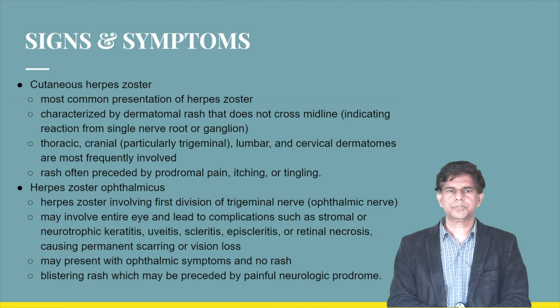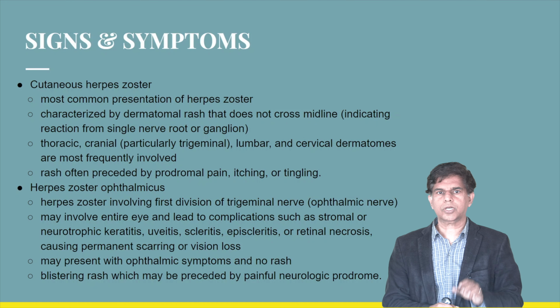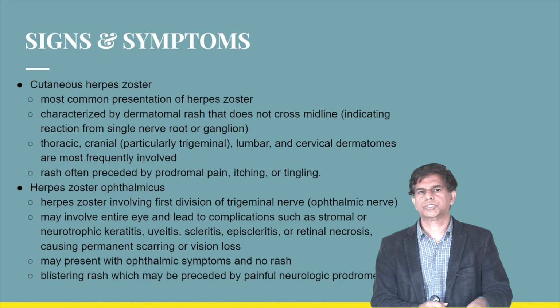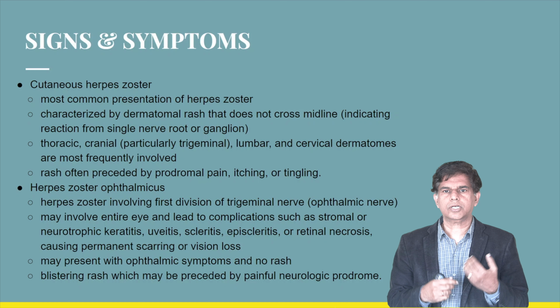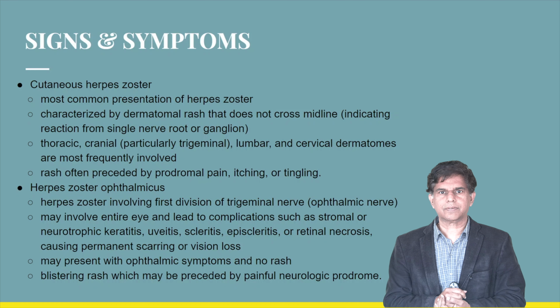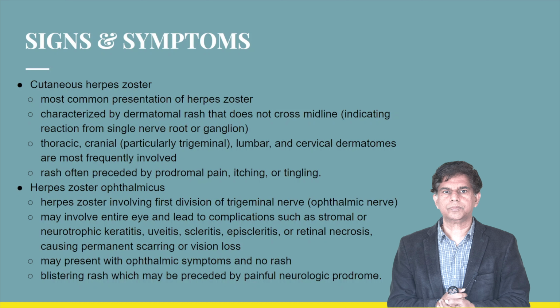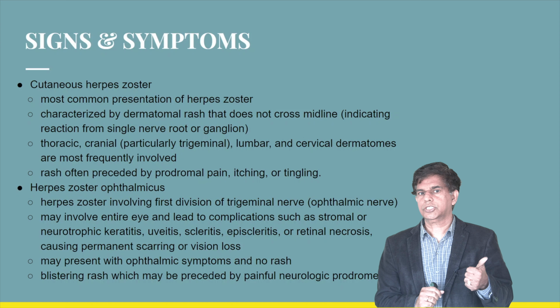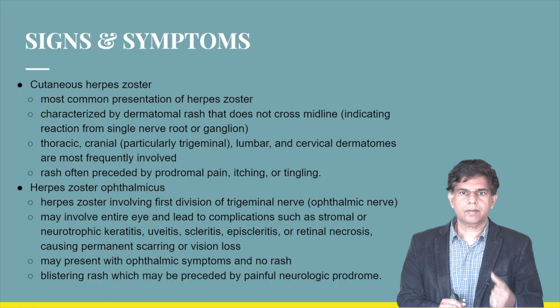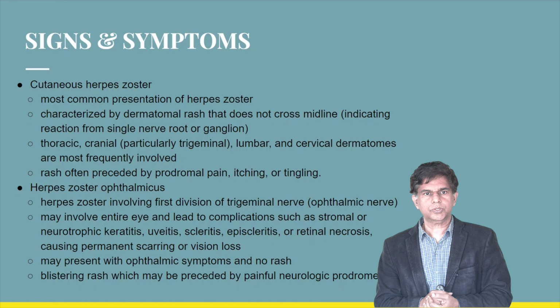So, signs and symptoms of cutaneous herpes zoster. The most common presentation is herpes zoster. It goes by dermatome and does not cross the midline. Remember that. So which one is most common? Thoracic, cranial, lumbar, and cervical dermatomes are most common.